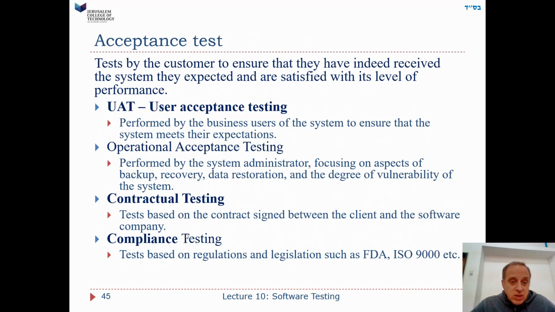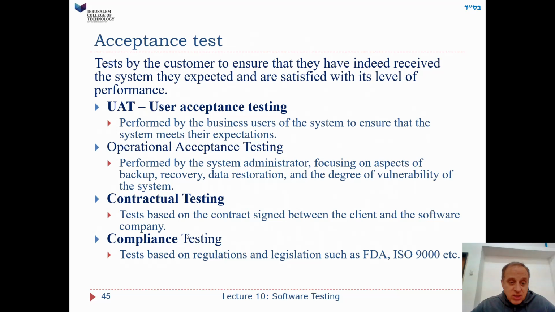Operational acceptance testing is performed by the system administrator, focusing on aspects of backup, recovery, data restoration, the degree of vulnerability of the system. In other words, can it be hacked? So those are operational acceptance. It's fine that the user says it works, but maybe it's easily hacked, or maybe it's impossible to do backup, or if it crashes, it's impossible to recover lost data.